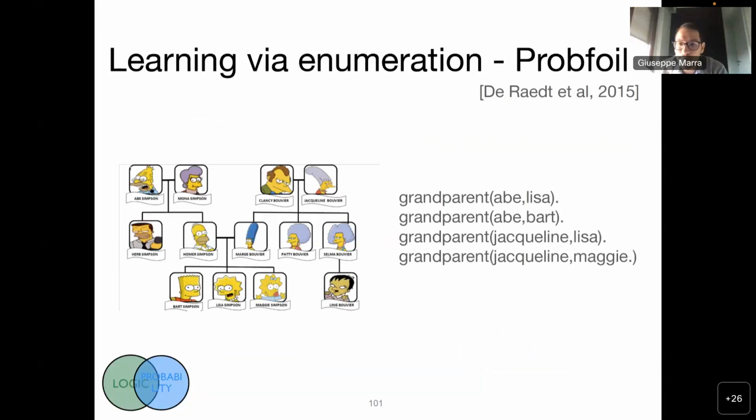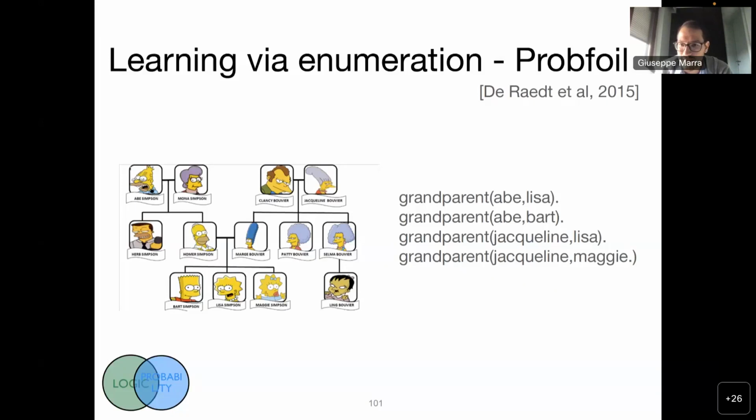One method that does structured learning in statistical relational AI is propfoil. In propfoil, you are given some data, in this case, for example, this knowledge graph representing parental relationships, and then you have a target relation and some examples. For example, the target relation is grandparent. You want to know how grandparent is predicted from your data, and you have some examples, so you know in some cases when grandparent is true.